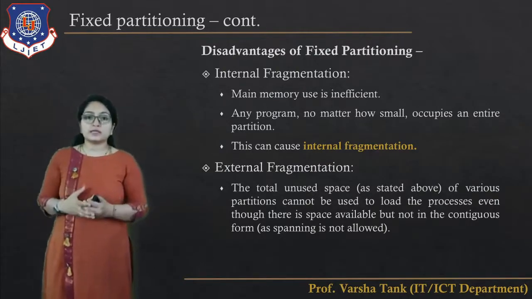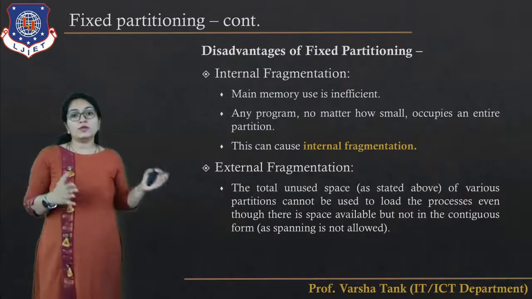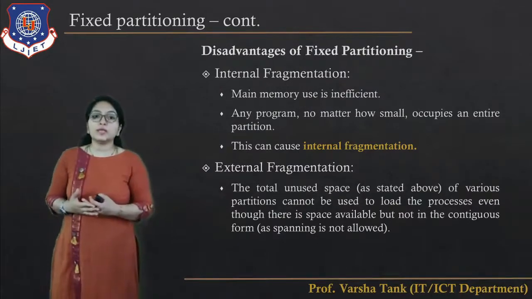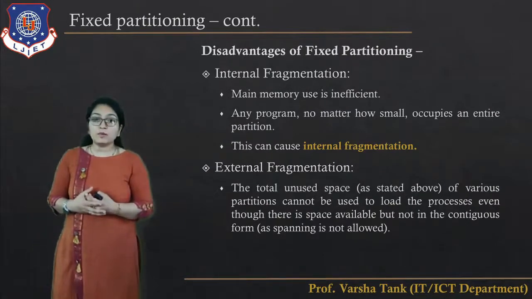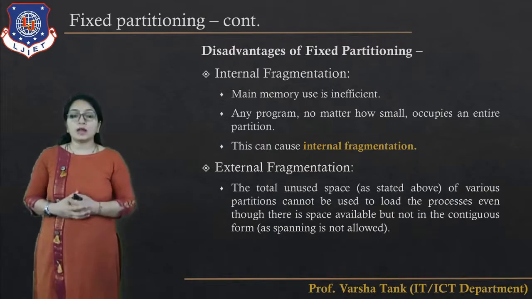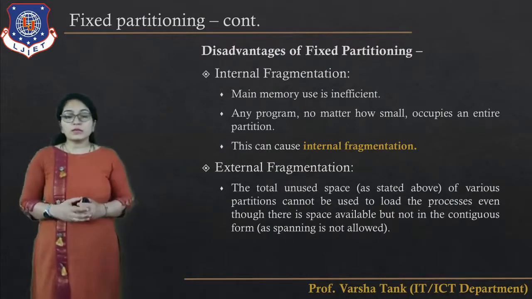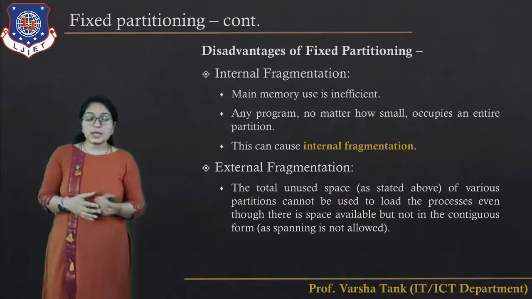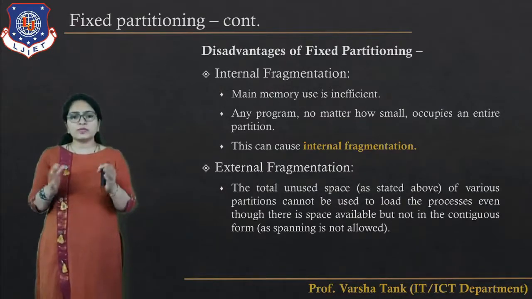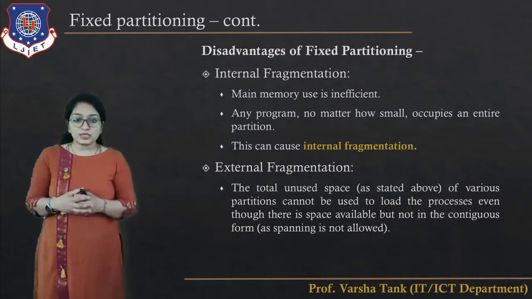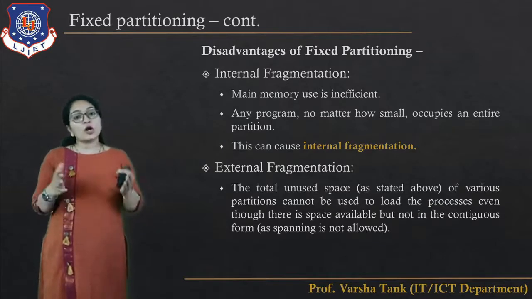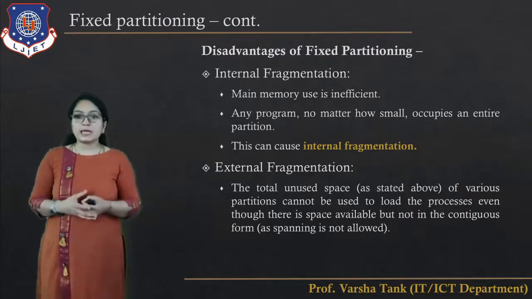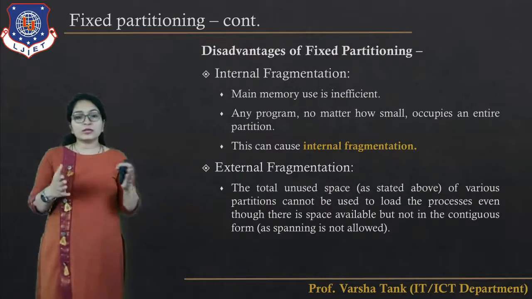The total unused space across the various partitions cannot be used to hold processes, even though the space is available, because it is not in contiguous form, as spanning is not allowed. So what is the meaning of this? For example, you have just three 8 MB partitions. Now the processes that arrive, process 1, process 2 and process 3, are all of size 6 MB. You store them in the three partitions, partition 1, 2 and 3.